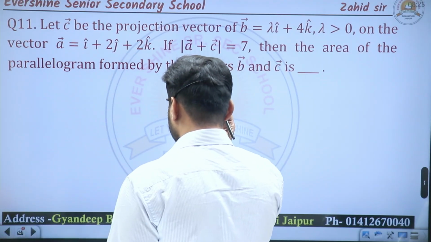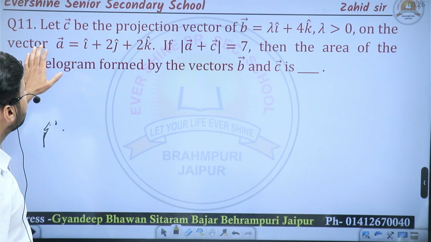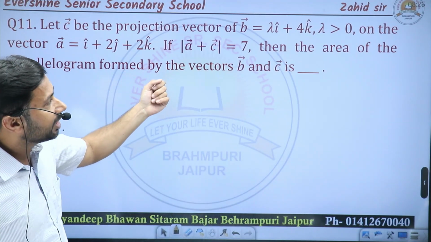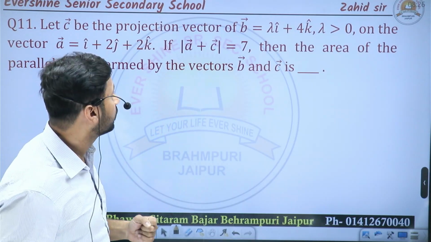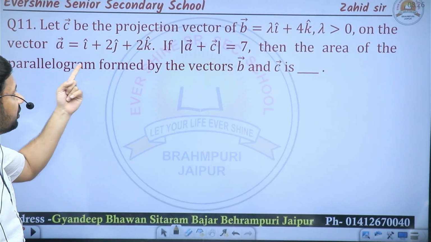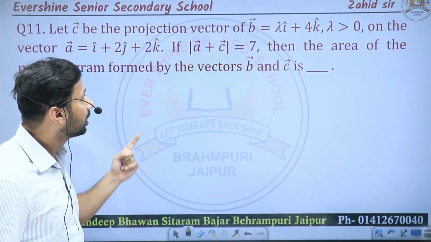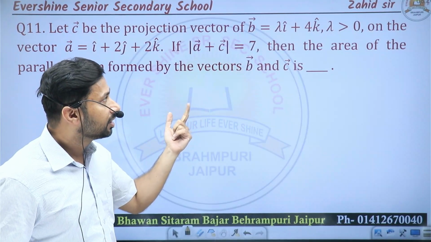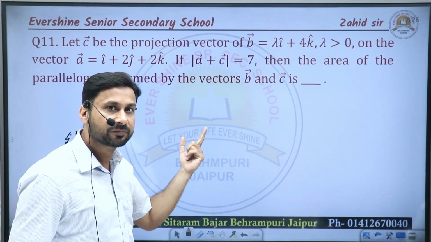Okay, now here's the question on the screen. Let's see, the projection vector of B equal to lambda i cap plus 4k cap, and lambda is given greater than 0, on the vector A, which is given i cap plus 2j cap plus 2k cap. If the magnitude of A plus C equals 7, then find the area of parallelogram formed by the vectors B and C.